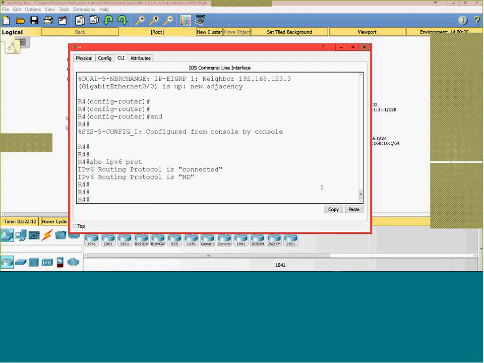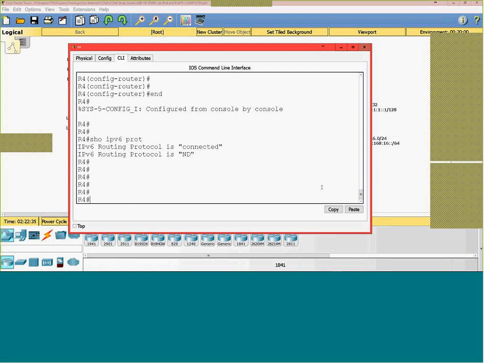Does anybody have any idea what ND is? ND. Neighbor Discovery Protocol. It's basically the IPv6 version of ARP, but neighbor discovery. All right? Yes, or the Fighting Irish, yes.